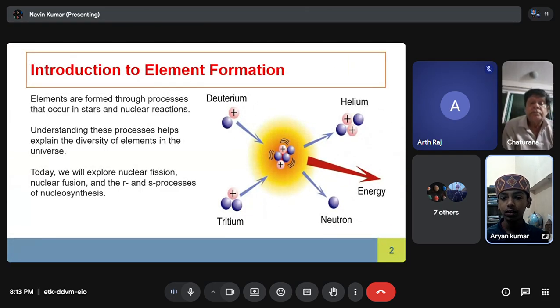Elements are formed through processes that occur in stars and nuclear reactions. Understanding these processes helps explain the diversity of elements in the universe. Today we will explore nuclear fusion and the R and S processes of nucleosynthesis.